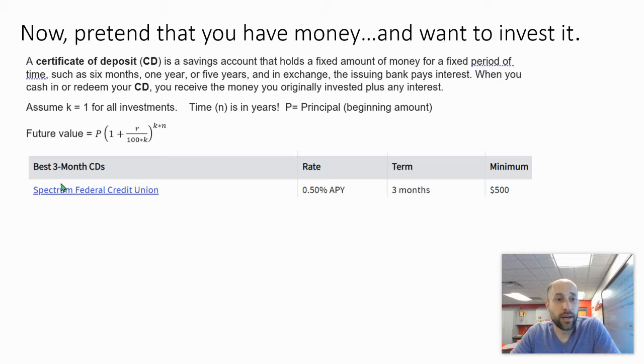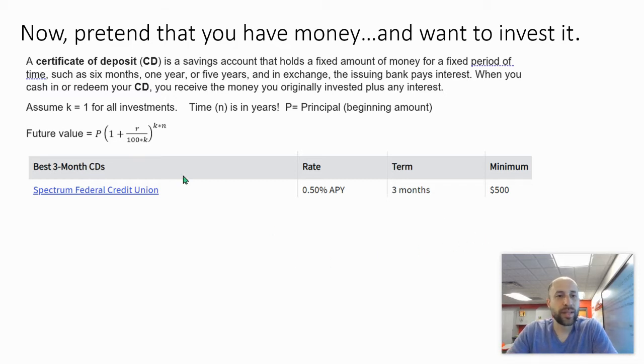And so basically a CD, you're just going to give them money and let it set. So a 3-month CD at 0.5%. Notice that is already a percent. That's 0.5%, half a percent of interest over the course of 3 months. You have to have a minimum of 500. So you go in, you deposit 500, and after 3 months, you take out your money and you get that interest in return.